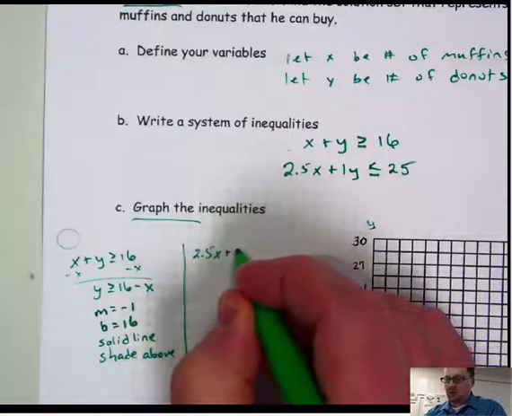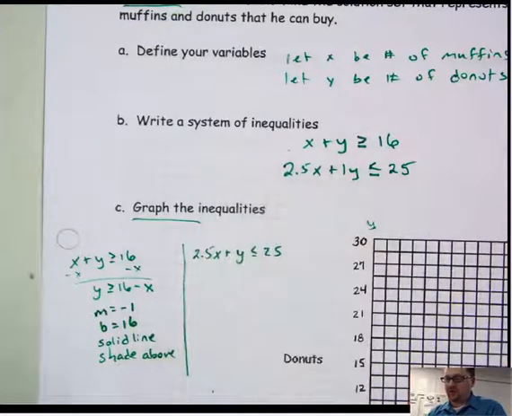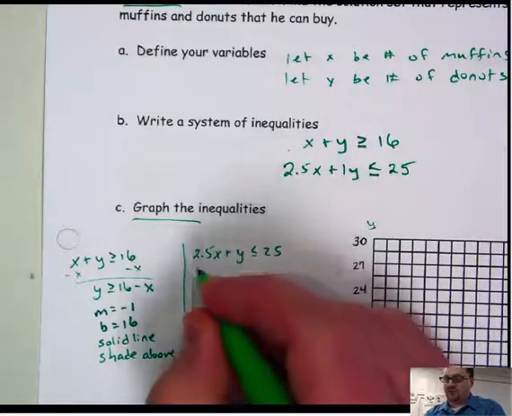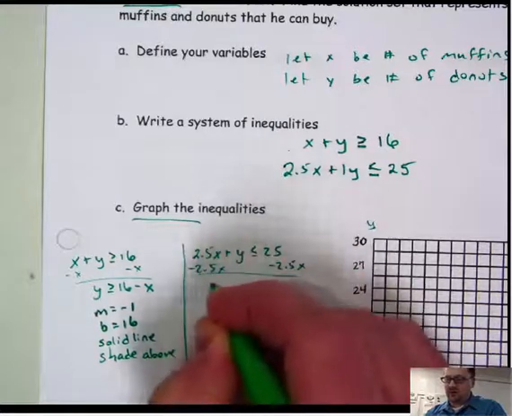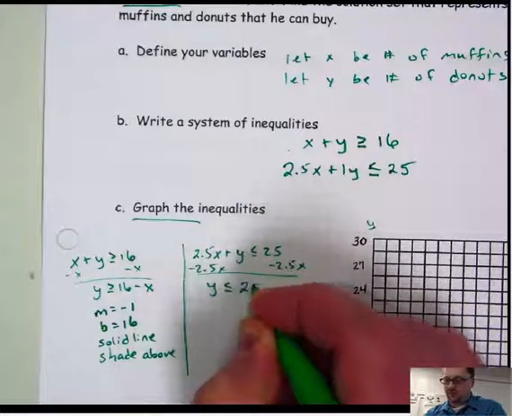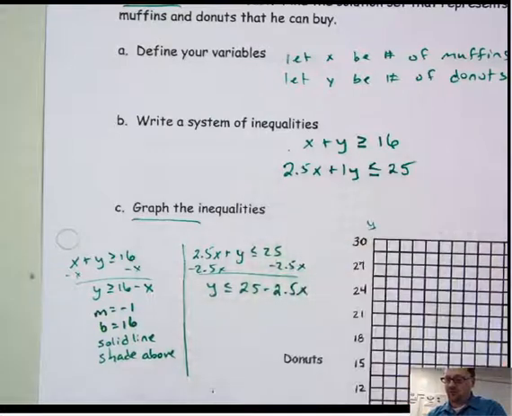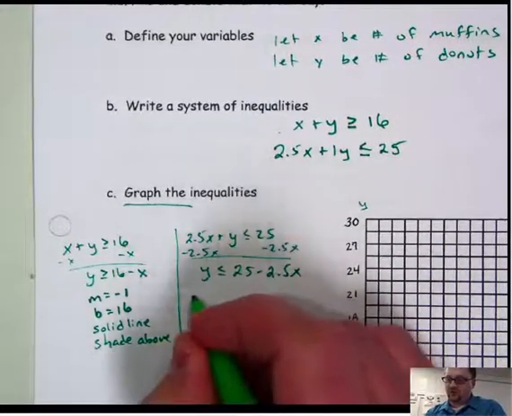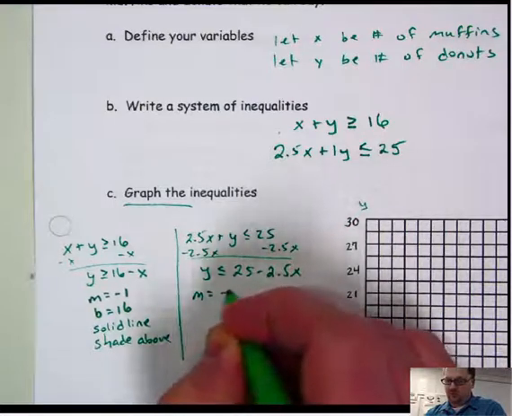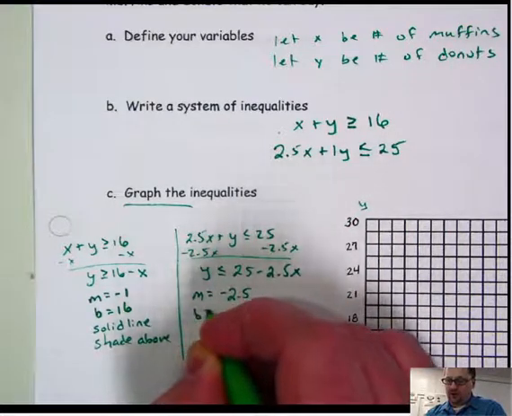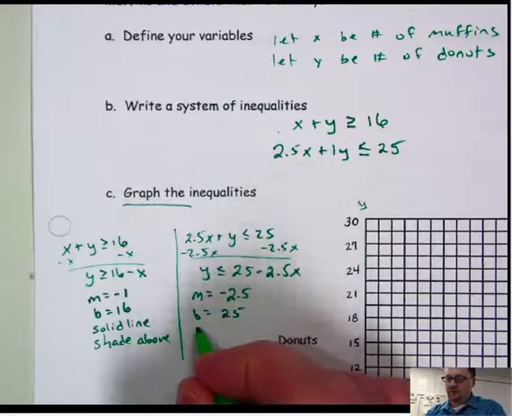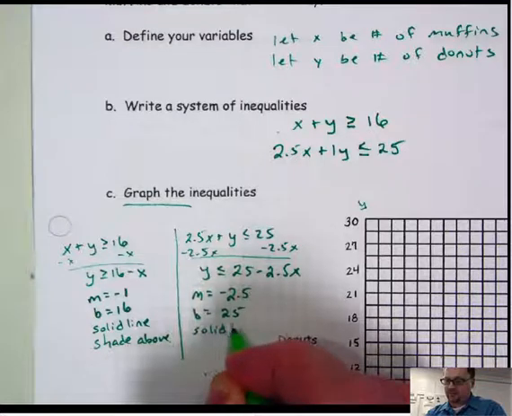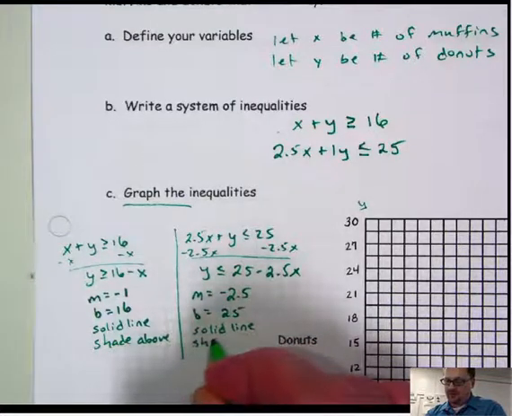I also have 2.5x plus y is less than or equal to 25. I want slope-intercept form, so I subtract 2.5x on both sides, and I get y is less than or equal to 25 minus 2.5x. Once again, my four pieces of information. My slope is negative 2.5. My y-intercept is 25. It's less than or equal to, so it's another solid line. And I'm going to shade below since it's less than. Okay.